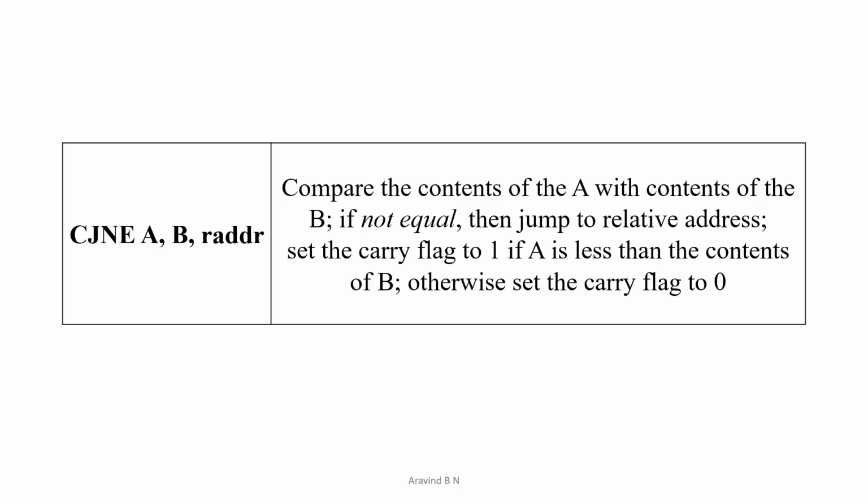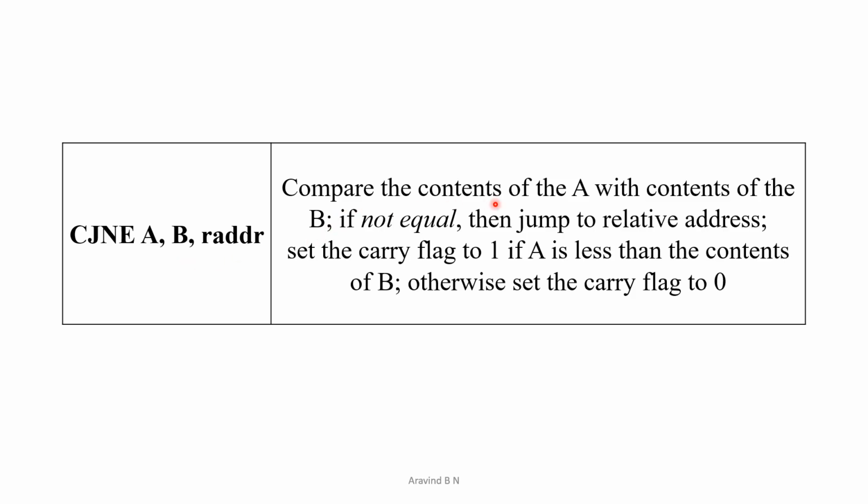Before getting into the program, let us first understand this one particular instruction which we are going to use in the program. CJNE A comma B comma R address. Here I am taking the registers A and B in particular because the same is being used in the programming part, right? Now what is this instruction going to convey?